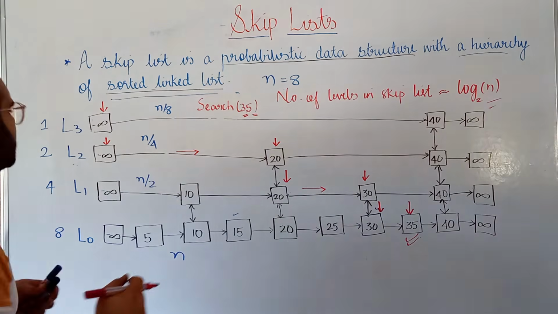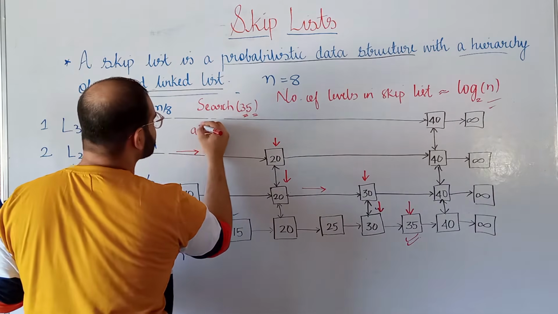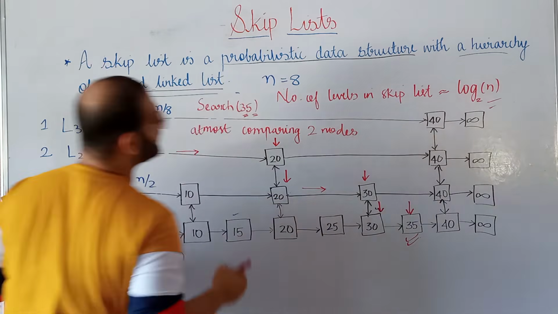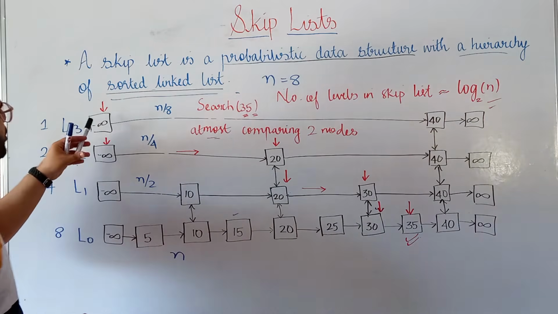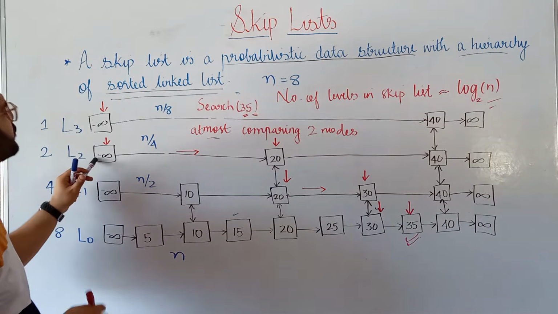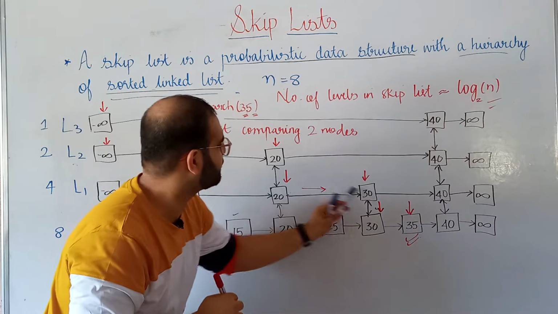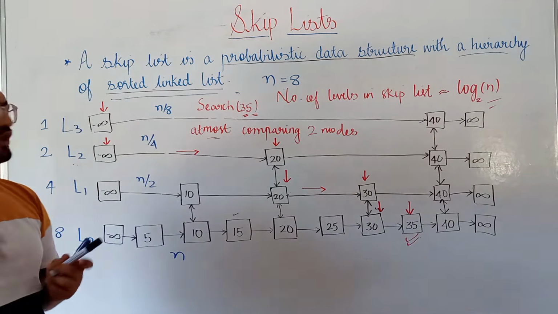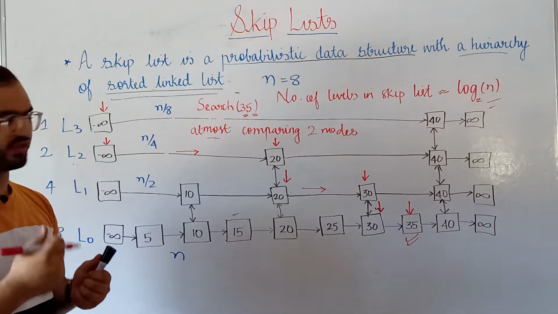But again, if you have paid attention, you will see that at each and every level, we are at most comparing two nodes, right? We are not comparing more than two nodes. Like over here, you saw that we just looked at 40 and compared it with 35, and then we moved down. So we just compared with one node. Here also we compared with just one node. Here we compared with 20 and 30, so two nodes, and here we compared with two nodes. So at each and every level, we are just comparing with two nodes, right?